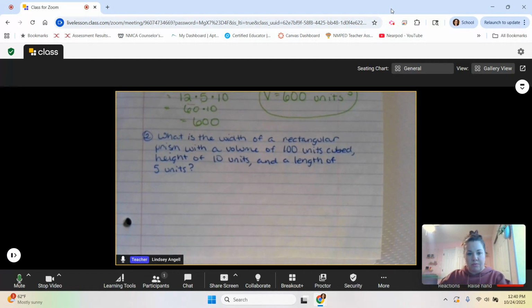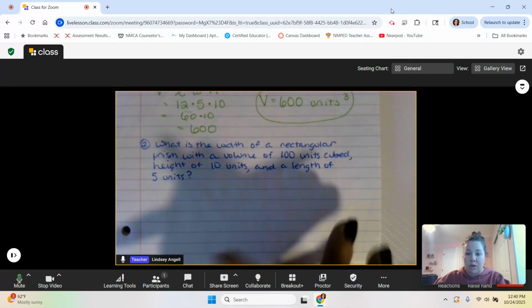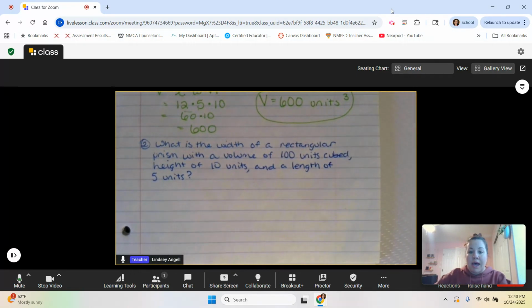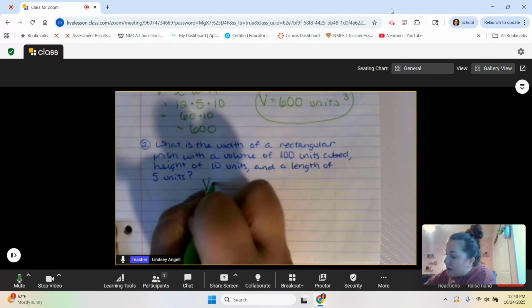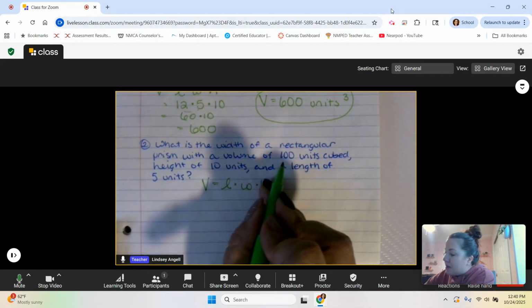All right, number 2. What is the width of a rectangular prism with a volume of 100 units cubed? That's another way to say this, right? Units cubed. But you can write it out. Height of 10 units and a length of 5 units. So we're going to use that same formula. Volume is equal to length times width times height. But this time we know the volume.